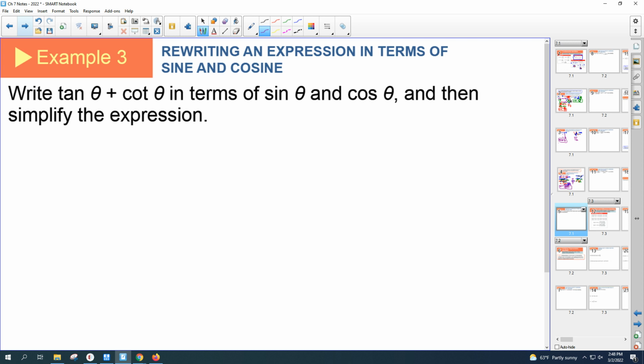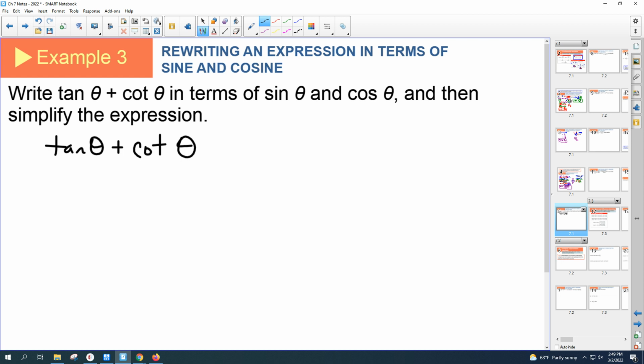Okay, this is probably the most important example because this thing is going to happen a lot. Write tangent theta plus cotangent theta in terms of sine theta and cosine theta, and then simplify. So we do this kind of a lot. We're going to take the problem and we want to write it in terms of sine and cosine, meaning that's what I want to see. I want to see sine and cosine. So we're going to do a substitution. We're going to do another substitution. But basically what we have to do is turn it into sine and cosine.